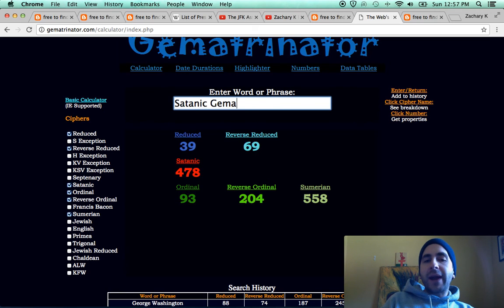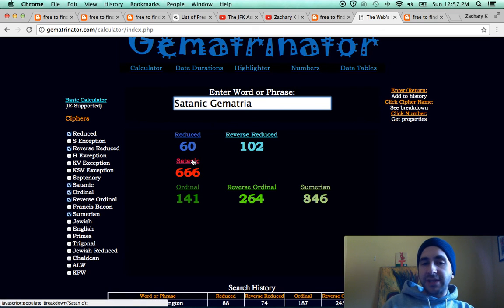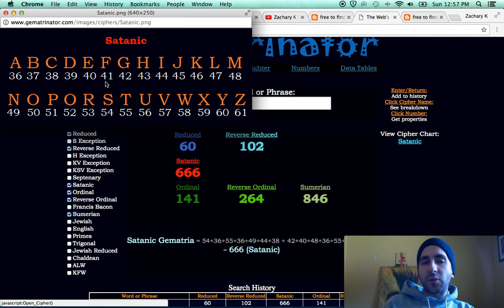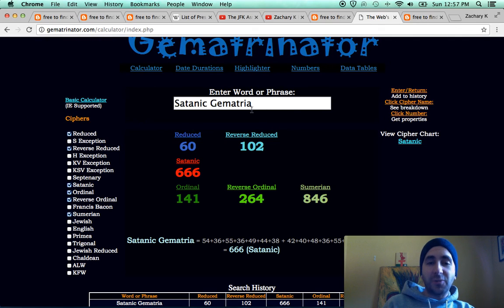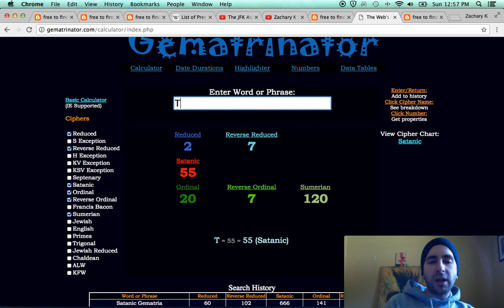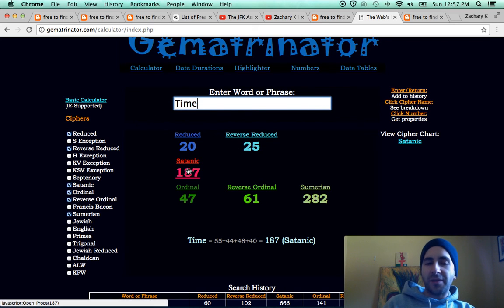just real quick, if you write out Satanic Gematria, it sums to 666. And the way this cipher works is A is 36, Z is 61. So you start with 36 and count up to 61 instead of 1 through 26. If you count every number 1 through 36 and add them together, they sum to 666. Number of the beast from the 66th book of the Bible. Satanic Gematria equals 666. Anyway, in this format, time equals 187.